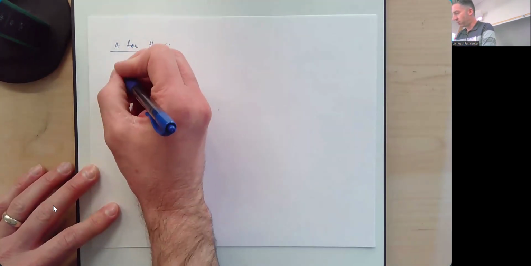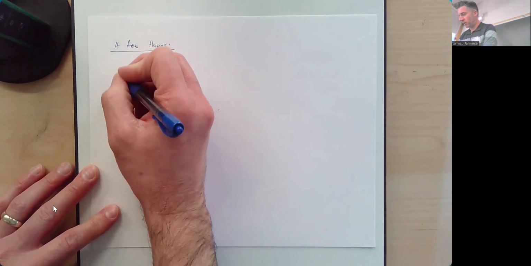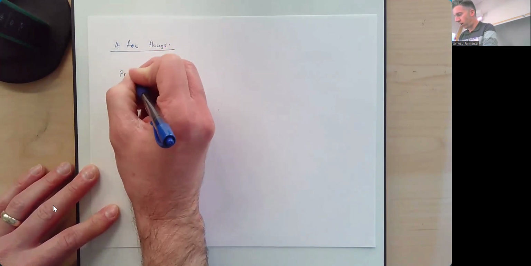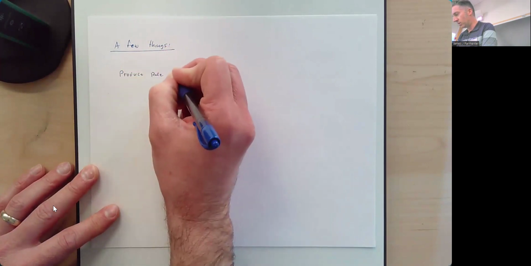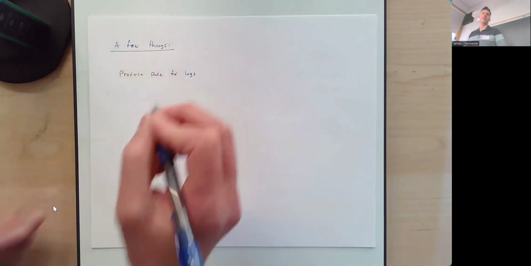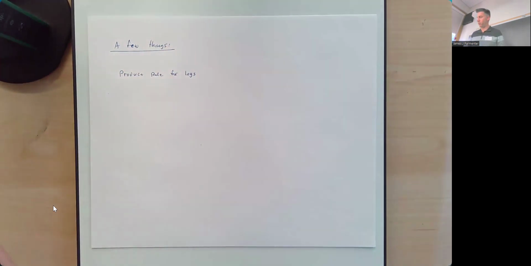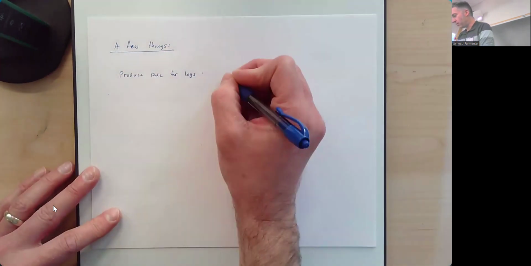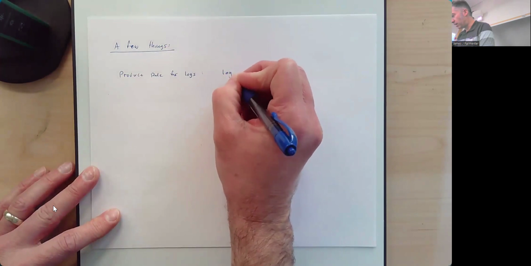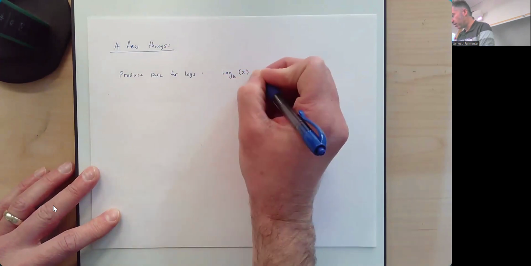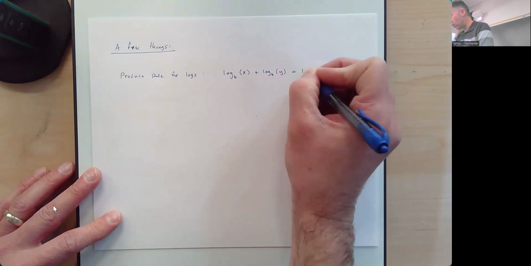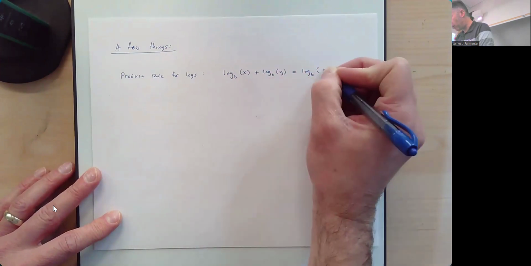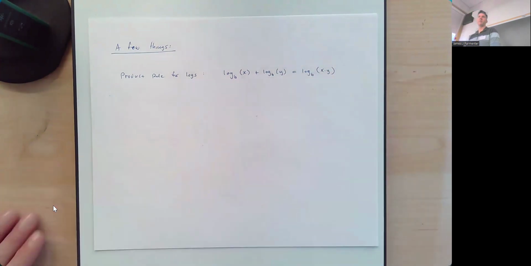But a few other things about logarithmic functions. First of all, we have some rules. There's the product rule for logs. And we really should say for logs, because if someone says product rule, they mean the derivative product rule. And this is that the log base b of x plus the log base b of y is equal to the log base b of the product of x times y.